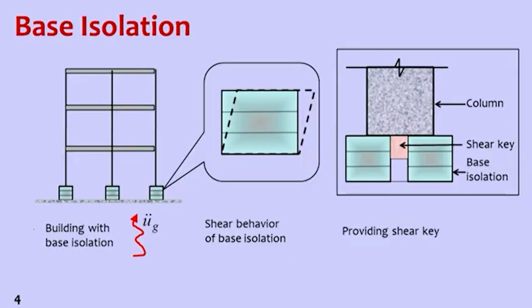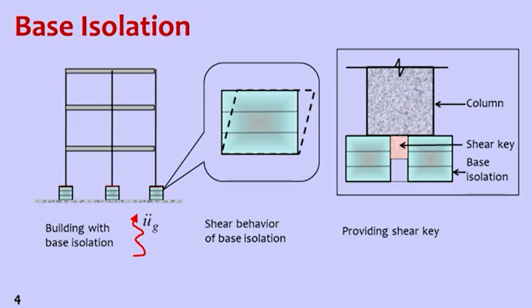Base isolation technique is explained in this figure. A building which has to rest on the ground is now supported by elastomeric rubber pads, and they have the capacity to bear the complete load of the building vertically, that is, under gravity loads. And the moment you shake the ground, they will take all the shear deformation. So it is something like this.